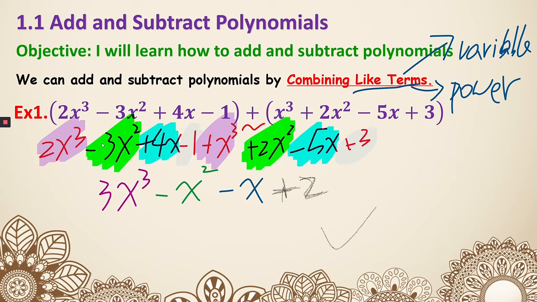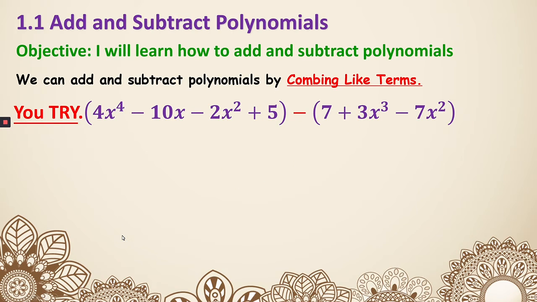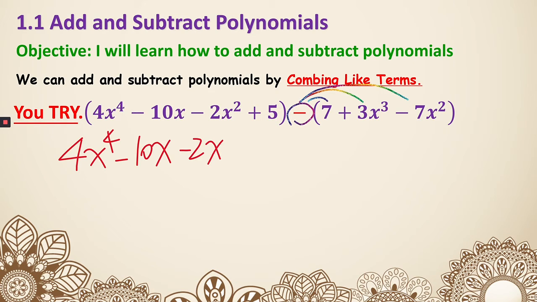Now let's try another example. But this time, it is a negative sign. If you are having trouble with negative sign, I suggest you draw these lines. That would indicate to you that this negative sign needs to go onto every single thing inside the parentheses. First, let's get rid of the parentheses. That's going to be 4x to the 4th power minus 10x minus 2x squared plus 5, then minus 7.